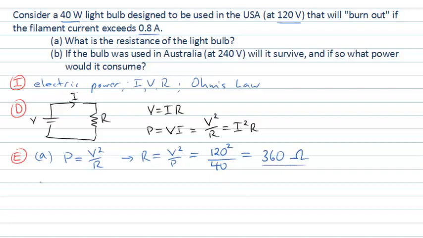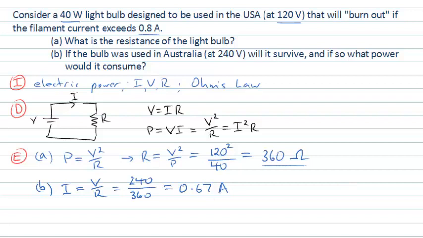So for part B, now we want to figure out, if this was now using 240 volts, would the light bulb survive? So we've got a resistance R and a potential difference 240 volts. We should be able to rearrange Ohm's law, or use Ohm's law in the form of I equals V divided by R. And now we're considering 240 volts as our potential difference, divided by our 360 ohms for our light bulb here. And that will give us 0.67 of an amp.